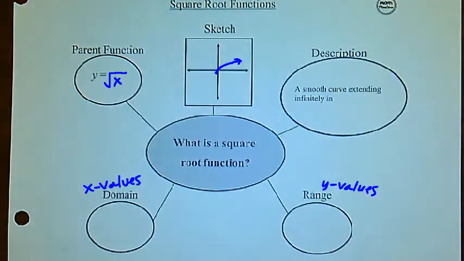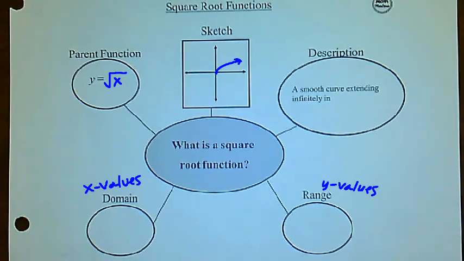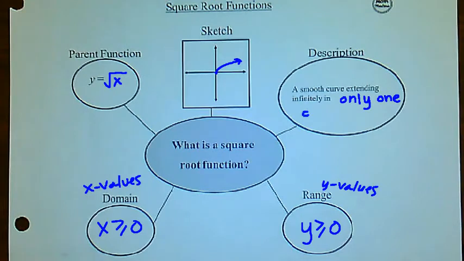Okay, so for both of these, domain and range, now 0, 0 is a coordinate, so it can be 0. Okay, the square root of 0 is 0. So x is greater than or equal to 0, and y is greater than or equal to 0. And then a description: a smooth curve extending infinitely in only one direction.